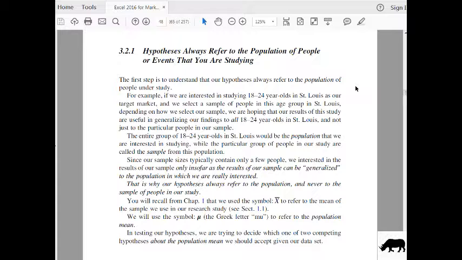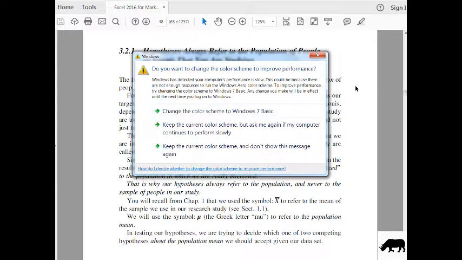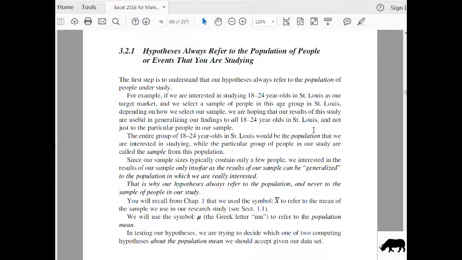The entire group of 18 to 24-year-olds in St. Louis would be the population that we are interested in studying, while the particular group of people in our study are called the sample from this population. Since our sample sizes typically contain only a few people, we are interested in the results of our sample only insofar as the results of our sample can be generalized to the population in which we are really interested. That is why our hypotheses always refer to the population, and never to the sample of people in our study.